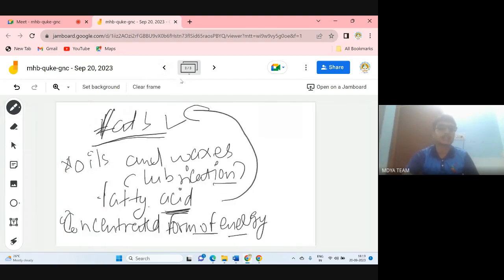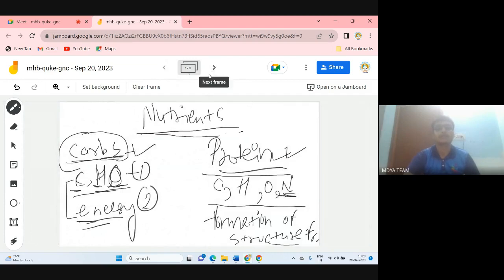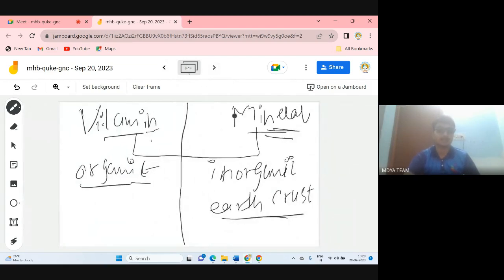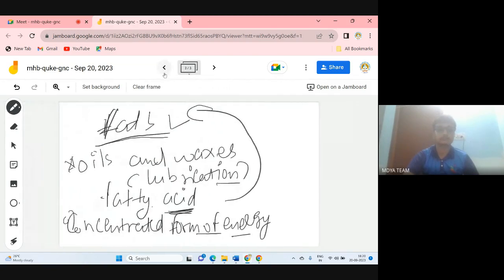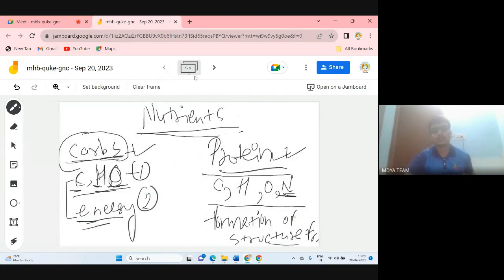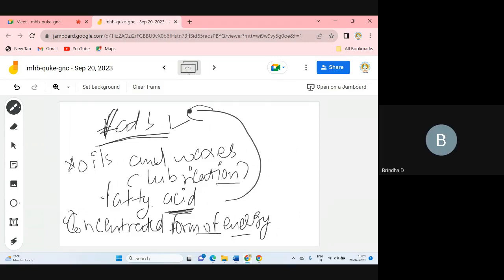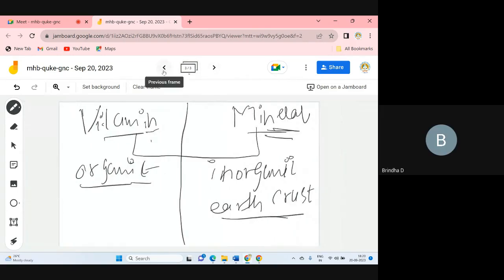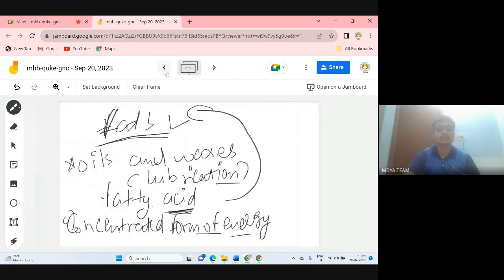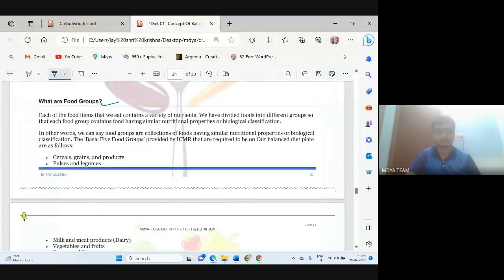Is anyone having a doubt in this classification: carbohydrate, protein, fat, vitamin, and mineral? If you go through the mentality of scientists, like why they classified it like this, then it will be easy for you. Is there any doubt? No, ji. Okay, so we will then proceed forward, and again we are coming to our slide. So what are food groups?